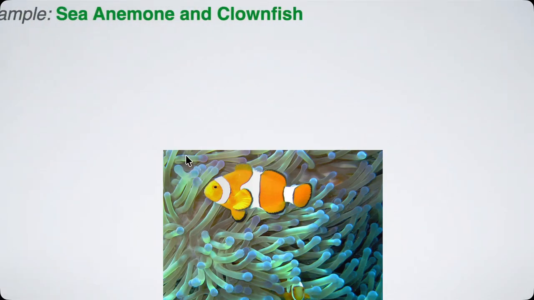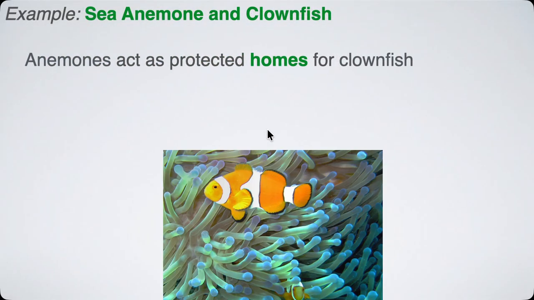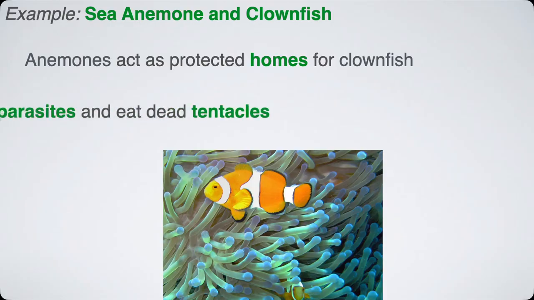So, first real example, what do you think this is representative of? Do you think you know what this relationship is? First things first, we have our sea anemones, the little guys here that are all covered with tentacles, and then clownfish. What do these two get out of their relationship? The anemones are going to act as protected homes for the clownfish. So essentially the clownfish gets a free home.